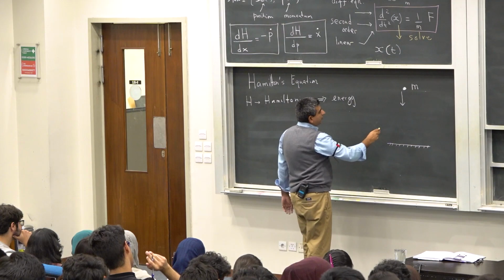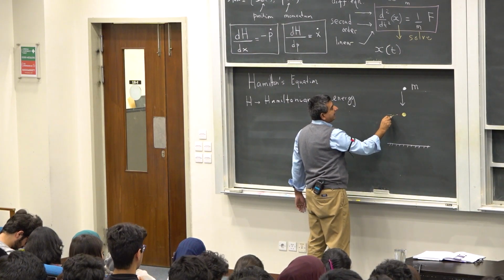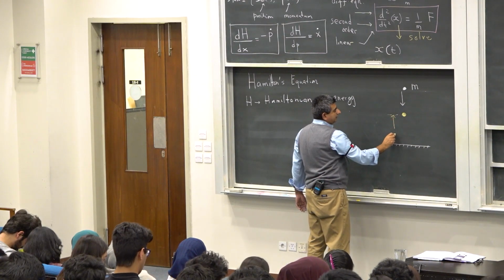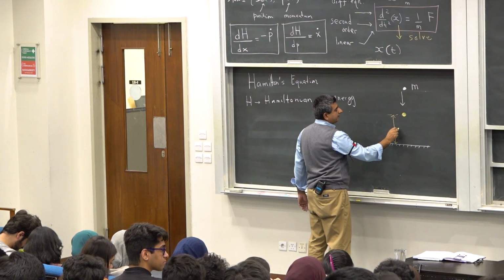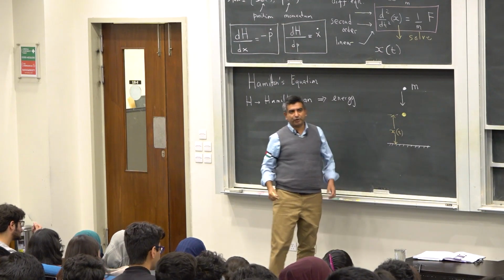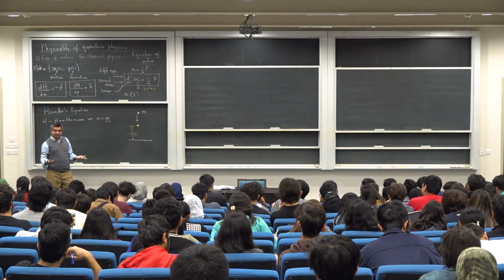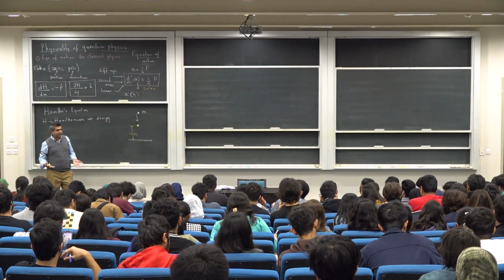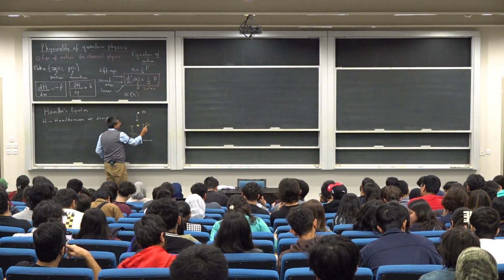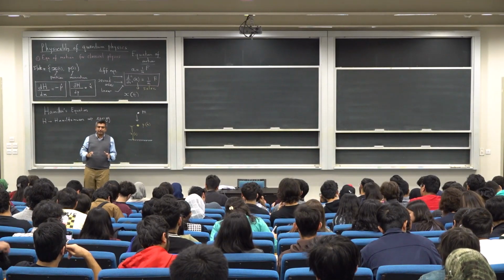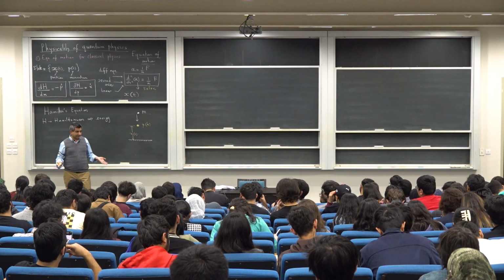The height of this object, let's suppose at any instant of time, let's call it x. It's a function of time. Of course, the object is coming down to the ground, and this object has a certain momentum as well. That momentum is p. It's a function of time. So let's now write the Hamilton's equations for this simple, very simple system and see if it all makes sense.